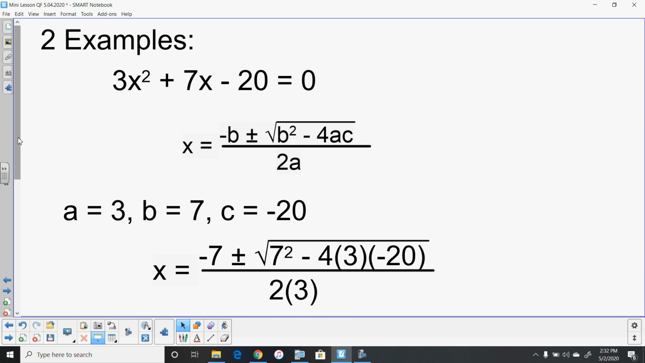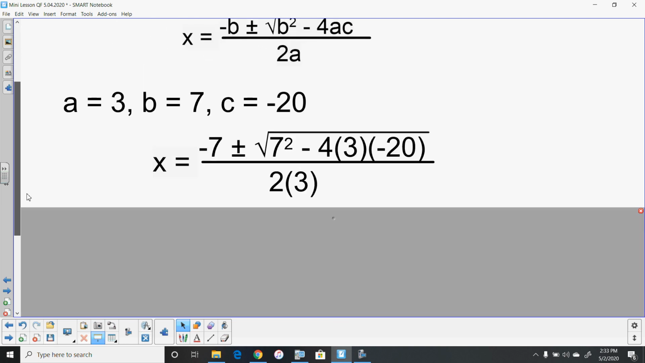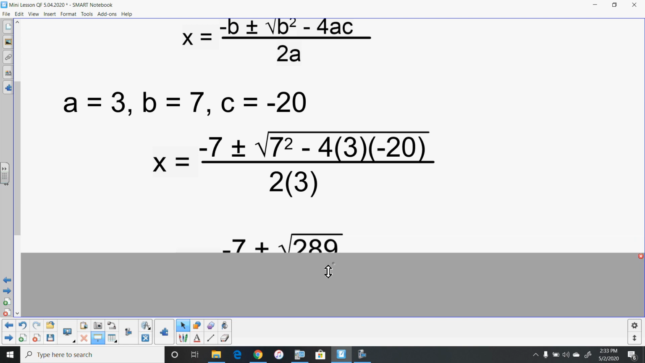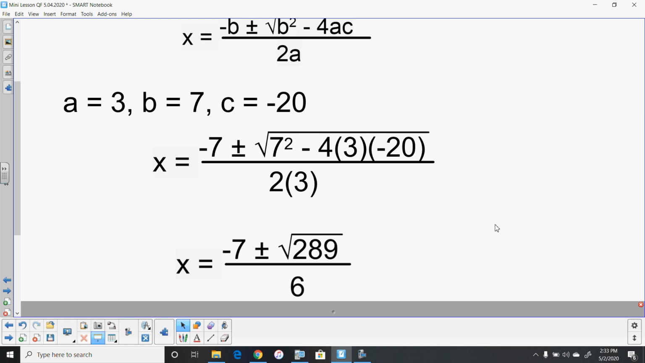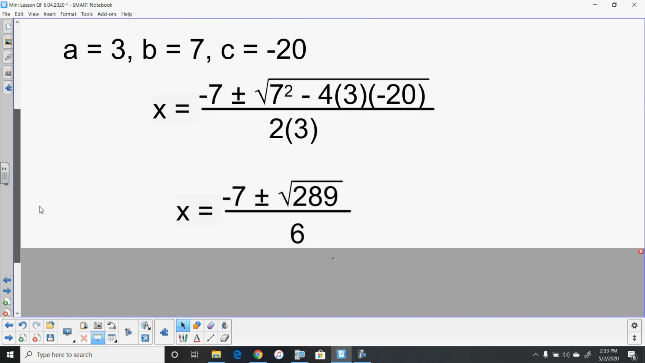I plug all that in here, and I'm going to go from this nasty expression here. If I follow PEMDAS really closely, it's going to clean up nicely into that. How I got 289 was 7 squared is 49. And then over here, we're going to multiply negative 4, 3, and negative 20. Well, that gives us positive 240. So really in the square root, you had 49 plus 240, and that's where my 289 comes from. 2 times 3 gave me 6.